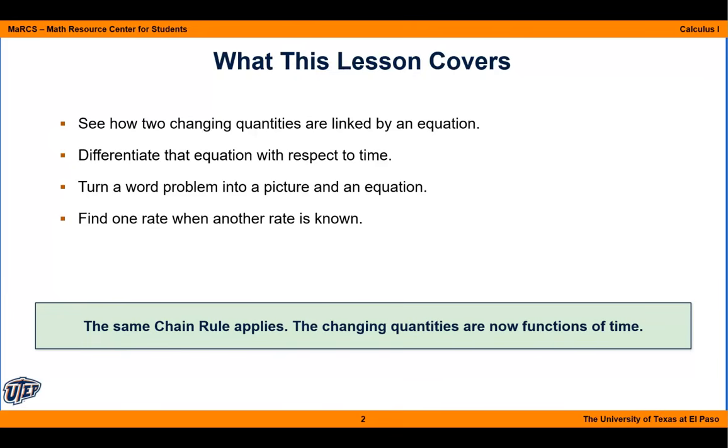Here's what we will cover in this lesson. First, we will see how two changing quantities can be linked by a familiar equation. Next, we will differentiate that equation with respect to time so that the equation links the rates of change. We will then translate statements such as "the radius grows" or "the side shrinks" into derivative notation. Finally, we will use geometric relationships to solve problems involving circles, balloons, ladders, moving cars, and cone-shaped tanks. The chain rule is still doing the work. The difference is that each changing quantity now depends on time.